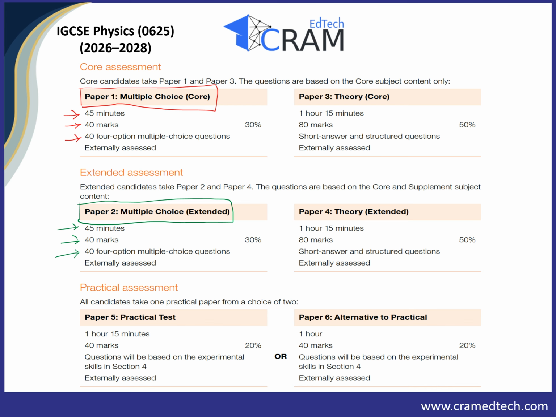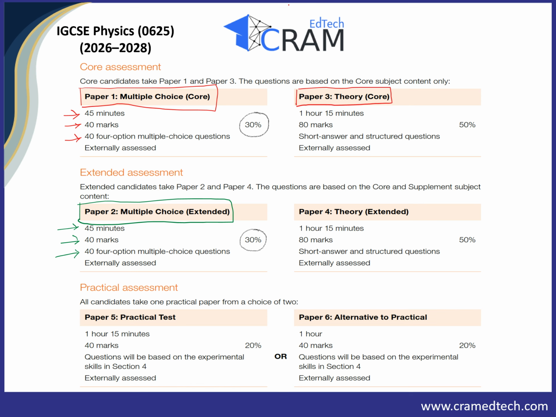And you can see that paper 1 is 30% of the total assessment. Exactly like this, paper 2, which extended students are writing, is also 30%. Then the second assessment, which core students are writing, is paper 3. This is paper 3 here. This is a structured paper.